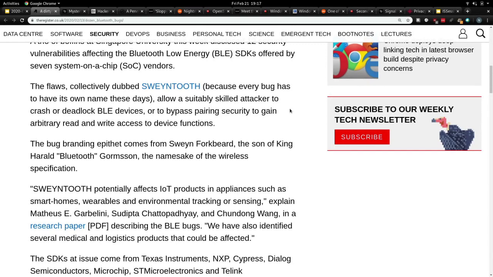And they even had a cool acronym for it right here, which is SweynTooth, and each one is supposed to be an acronym for one of the vulnerabilities that they found. Hmm. So, yeah. That's cute.